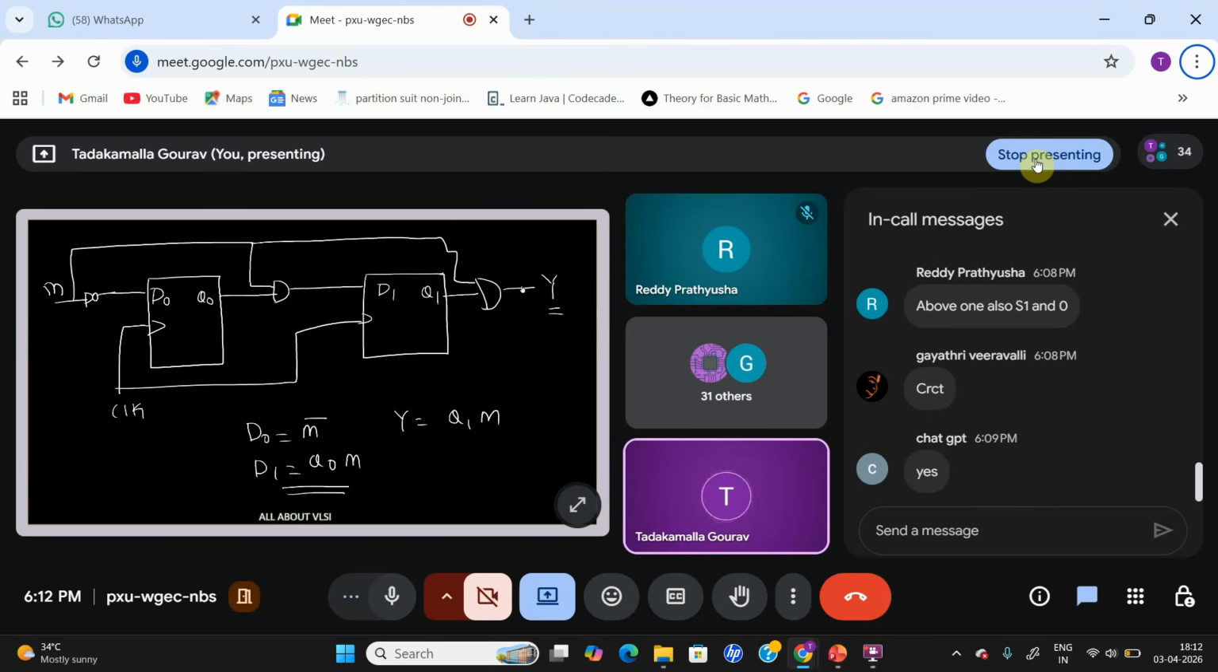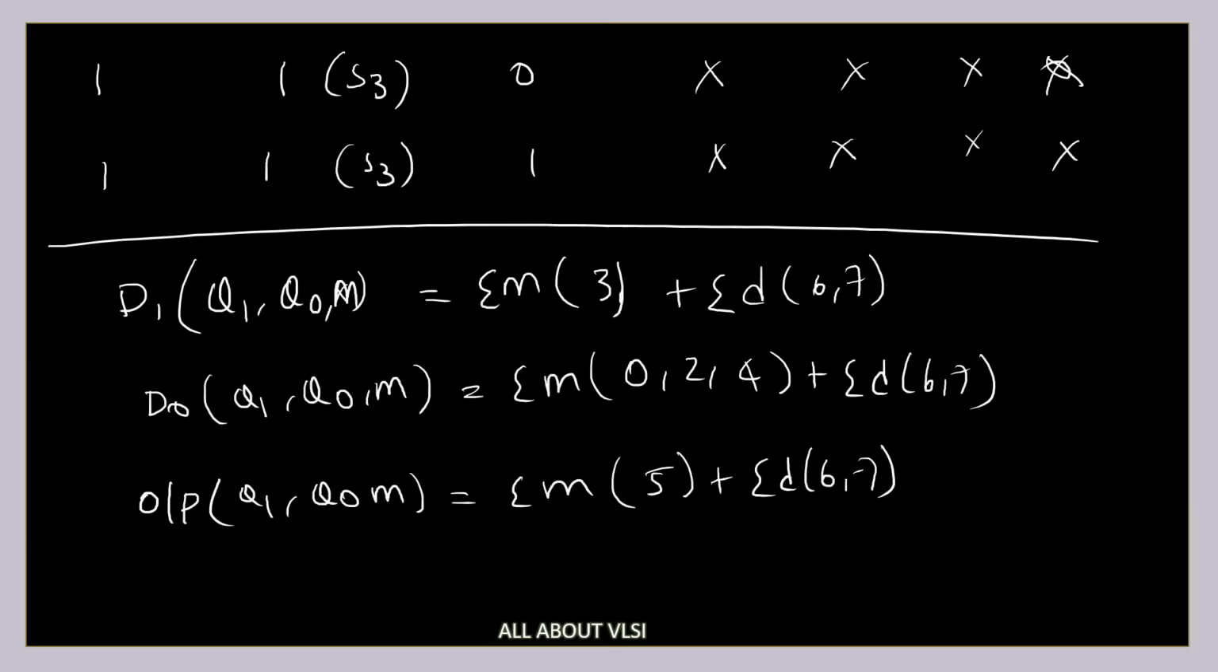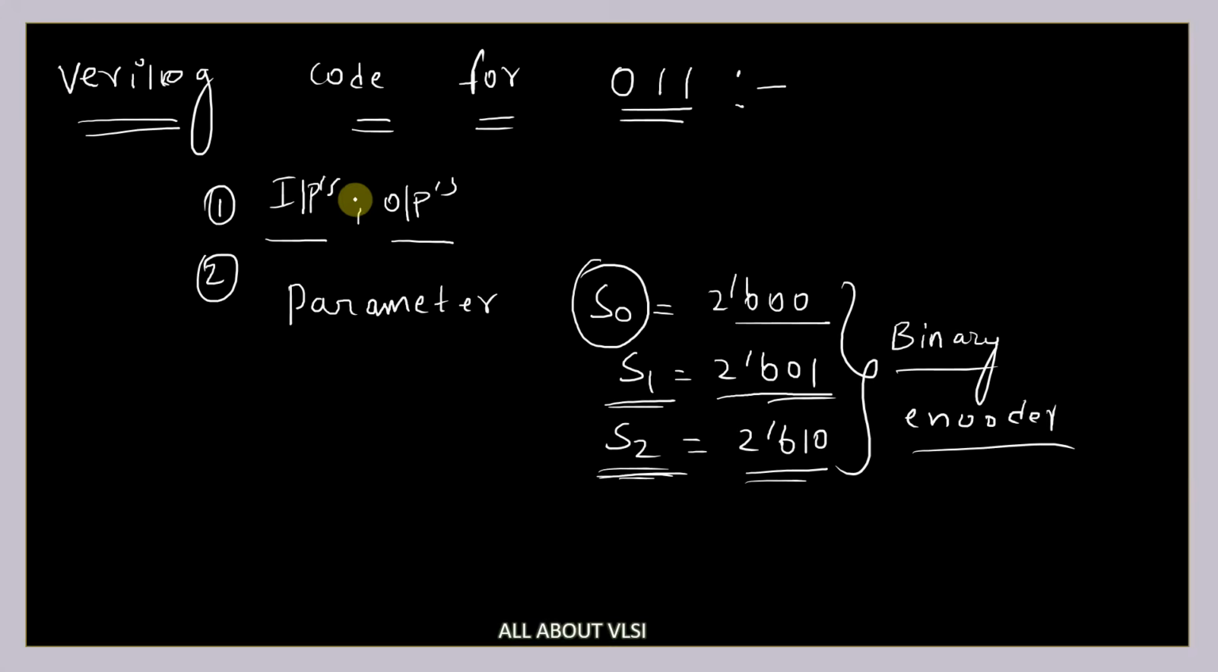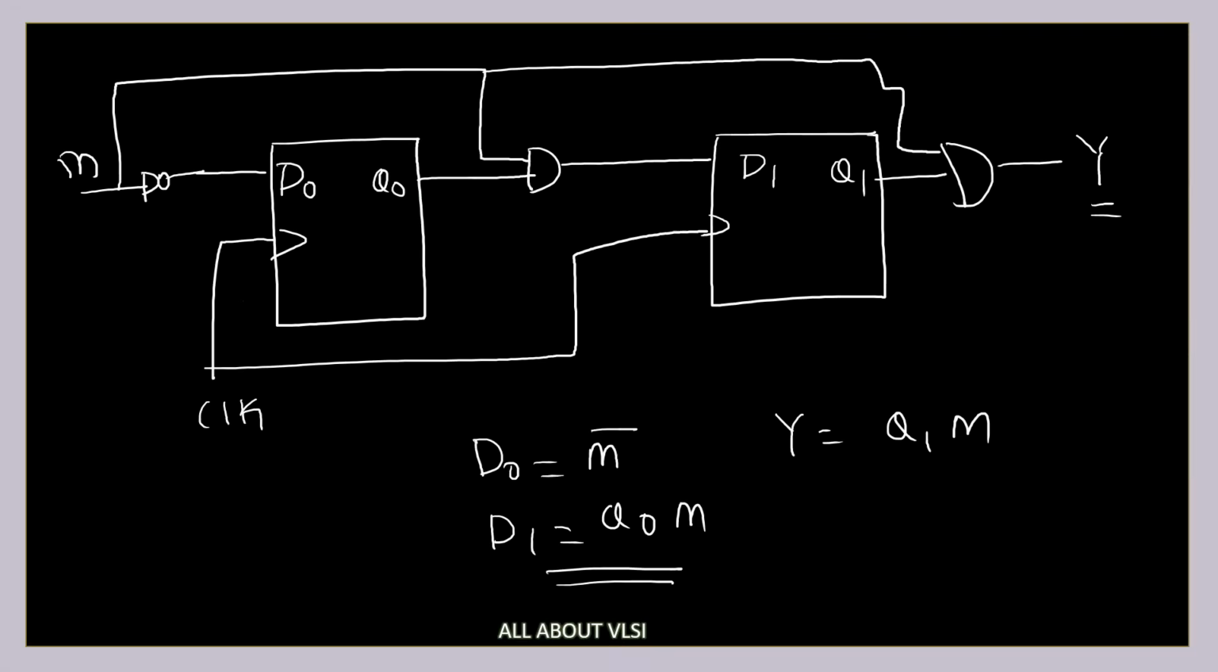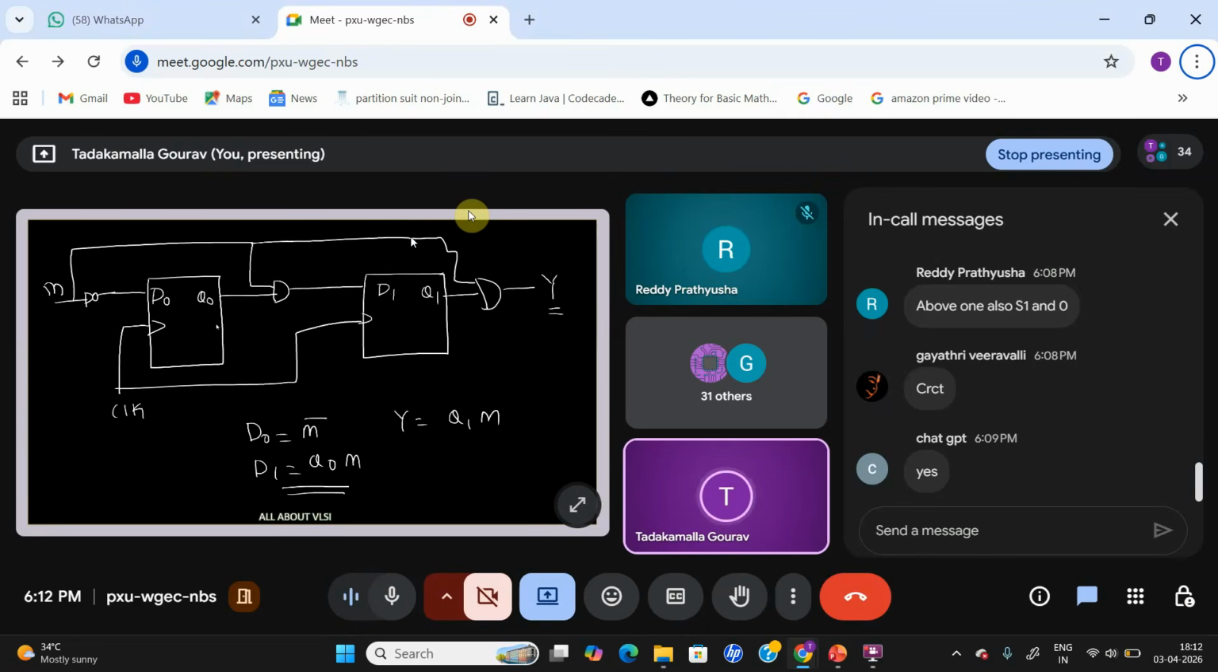Now, coming to the Verilog coding part, which we have discussed previously. What I've told is that I need present state logic, next state logic, and output logic. Now tell me, for getting your present state logic, what type of circuit are you going to use? What do you mean by present state? I hope now you have got clarity. For getting my present state, am I going to use sequential logic or combinational logic?